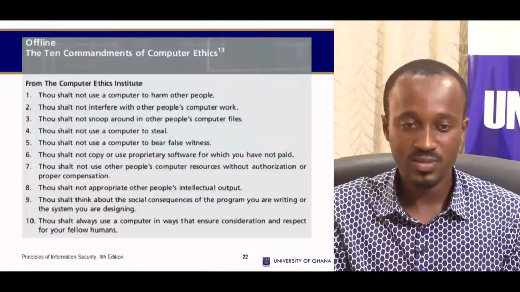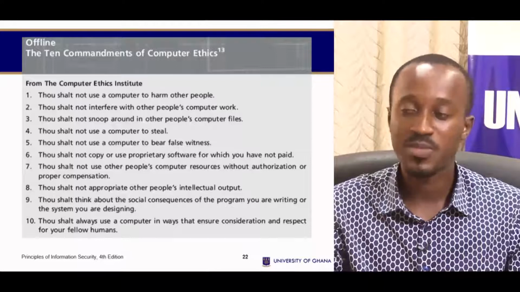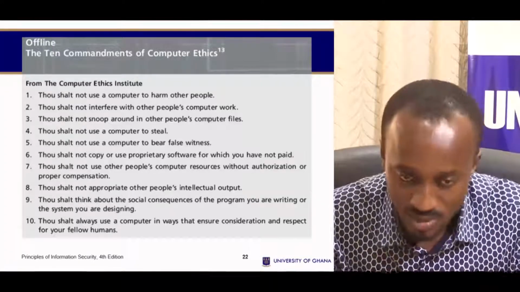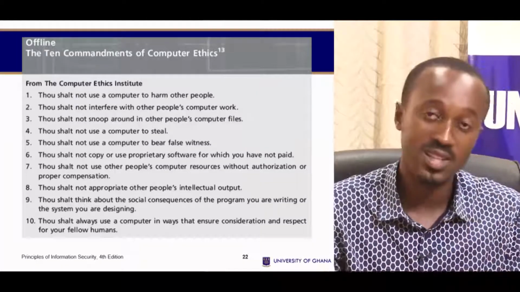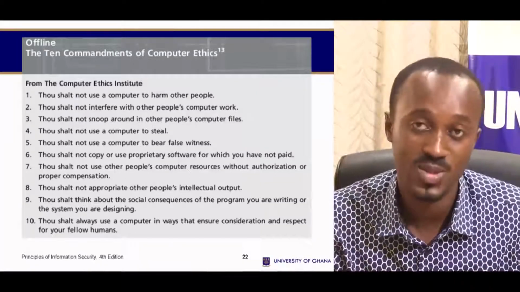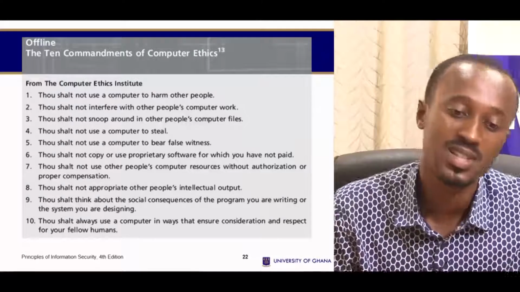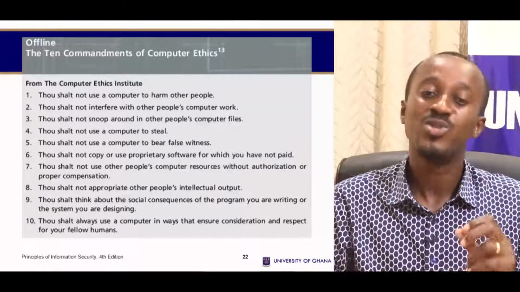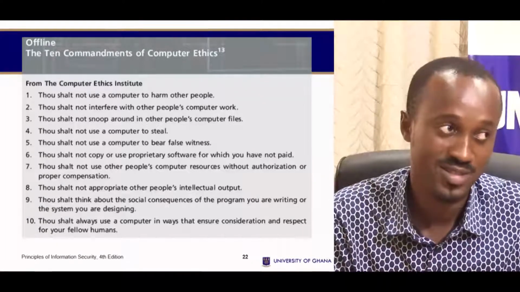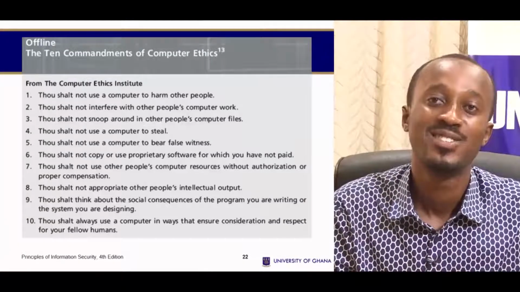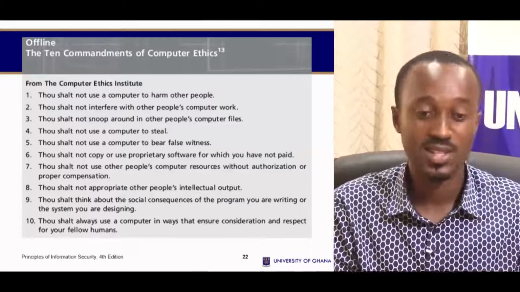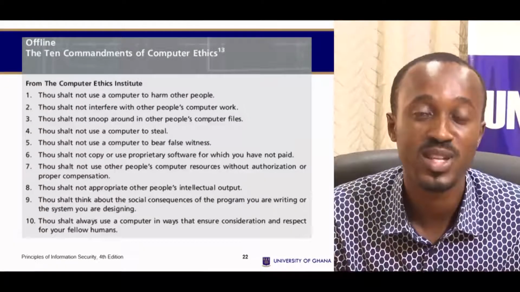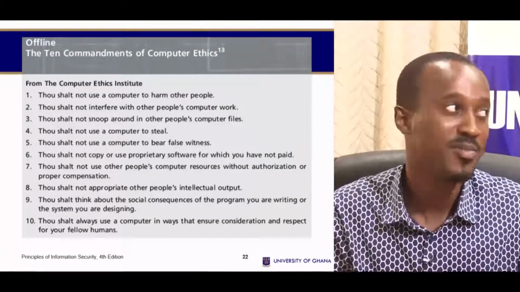Now, we have something interesting here that's known as the 10 Commandments of Computer Ethics. So we shall run through these as quickly as we can. The first one says that thou shalt not use a computer to harm other people. So if you have been doing that, you have flouted the first commandment of computer ethics.